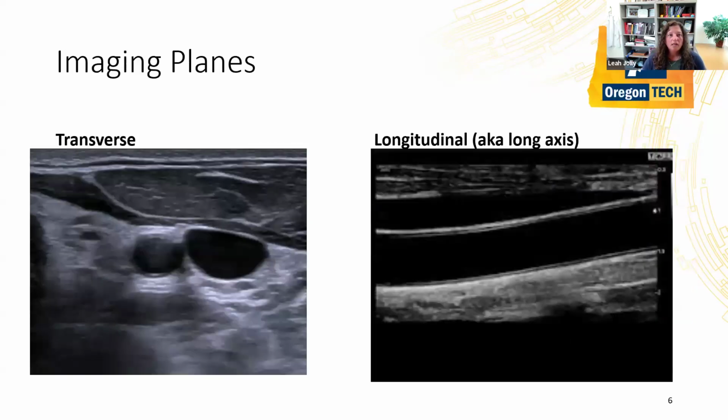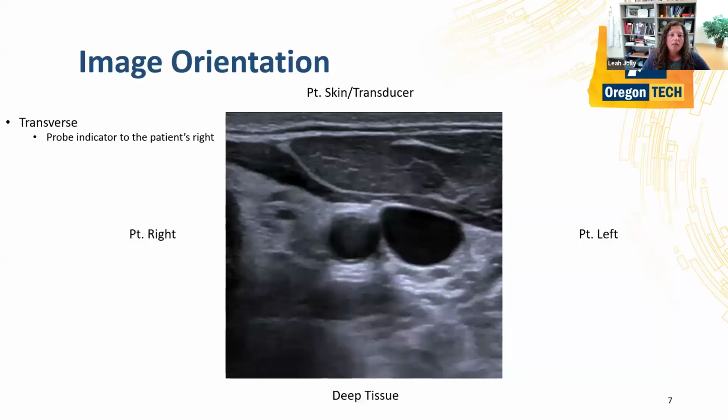Imaging planes, we typically use transverse and longitudinal. Some people use the term sagittal for longitudinal, but we are not always necessarily scanning vessels directly from midline. So that's why we tend to use longitudinal or long axis rather than the term sagittal. So you can see with transverse, we are looking at circular structures. So we're cutting through the vessels horizontally. And of course, in longitudinal or long axis, the vessel is elongated.